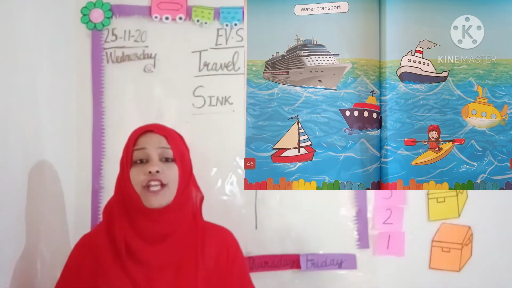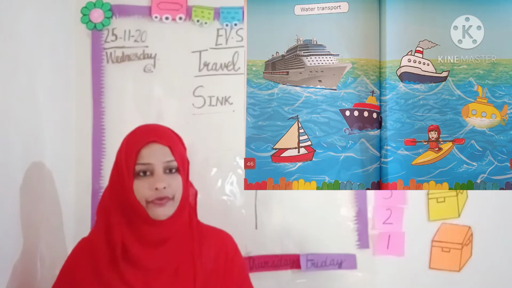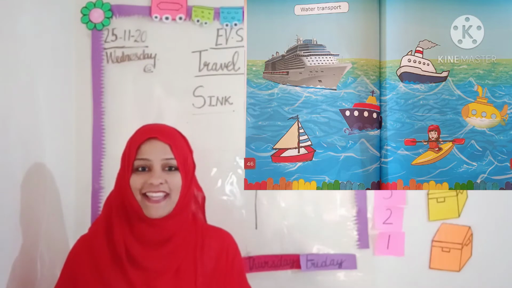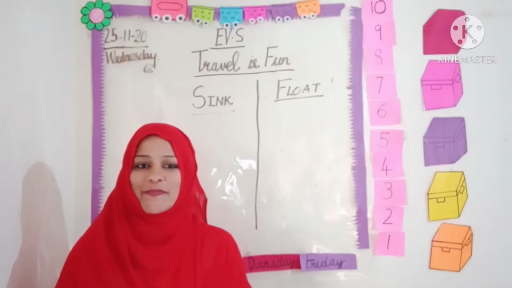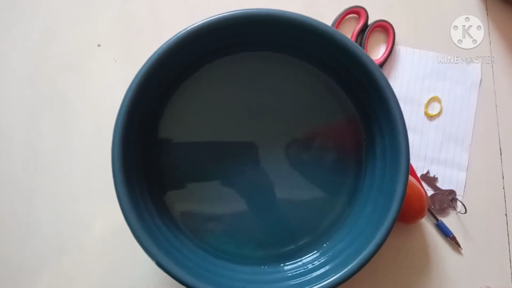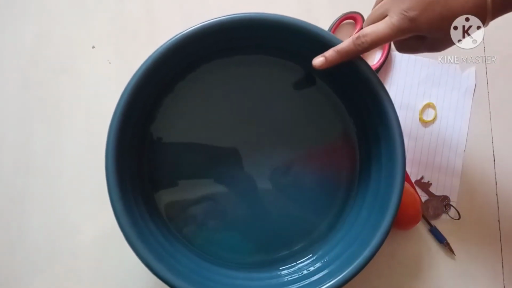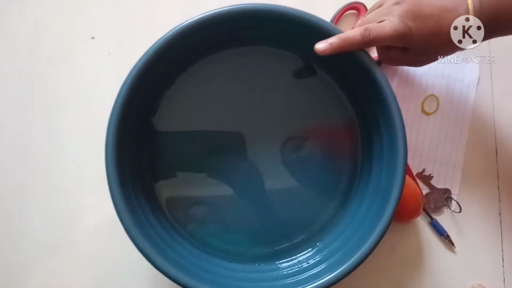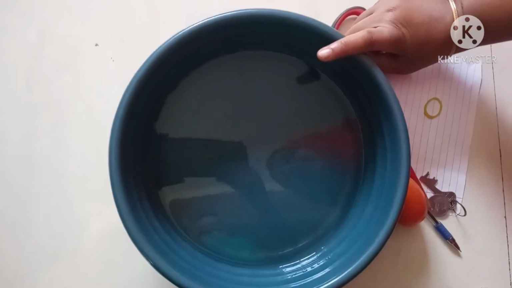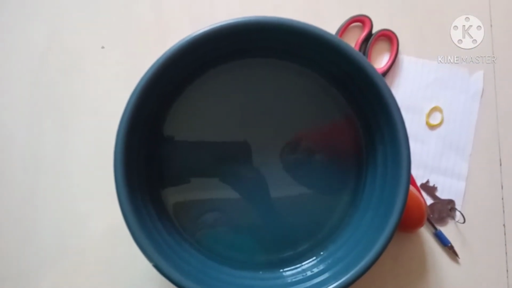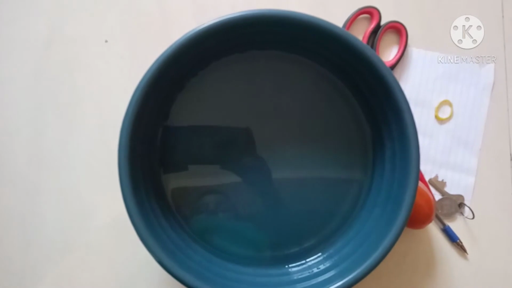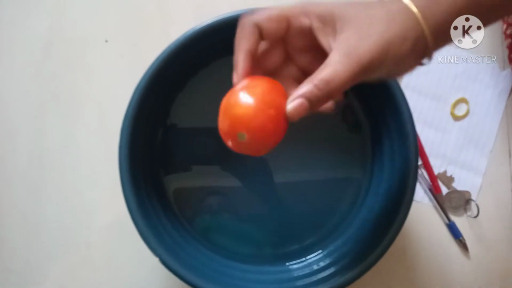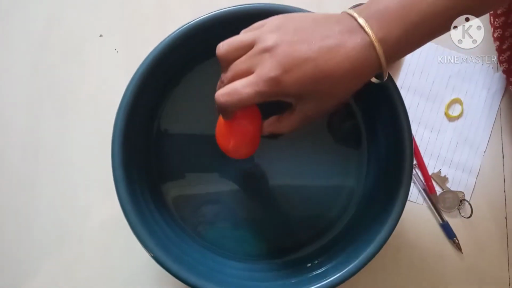Okay? Now, we are going to do an activity. Okay? And let's see what happens in the activity. Alright, so my dear students, as you can see, I have a small tub of water. There's some water in it. Okay, now we are going to put some things in the water and let's check what happens. Okay, so the first thing that I'm going to put in the water is, what is this? This is a tomato. I'm going to put it in the water.